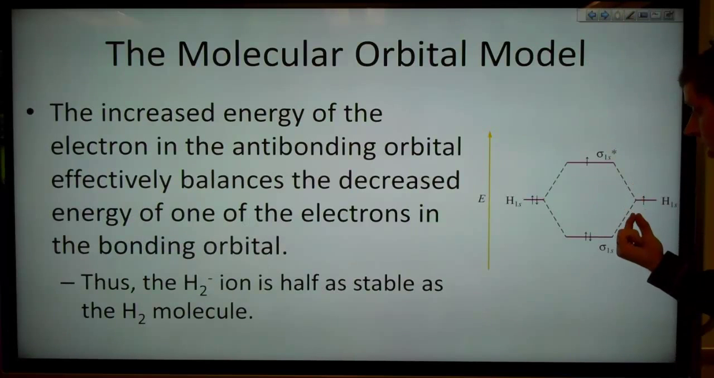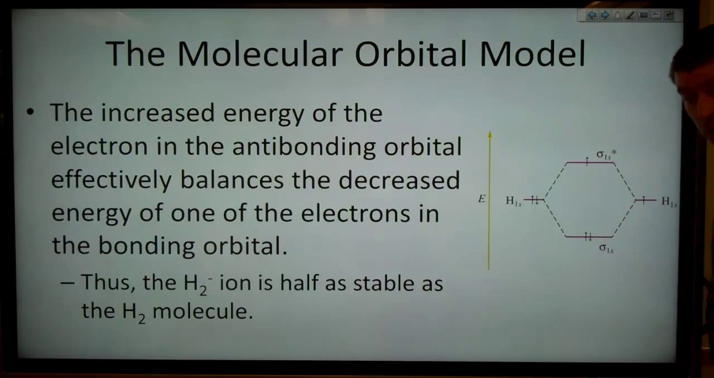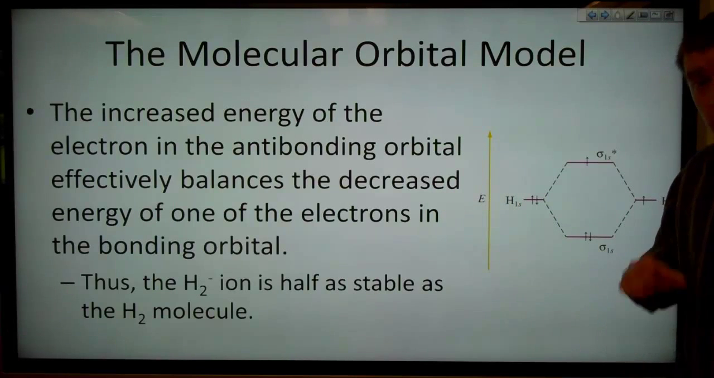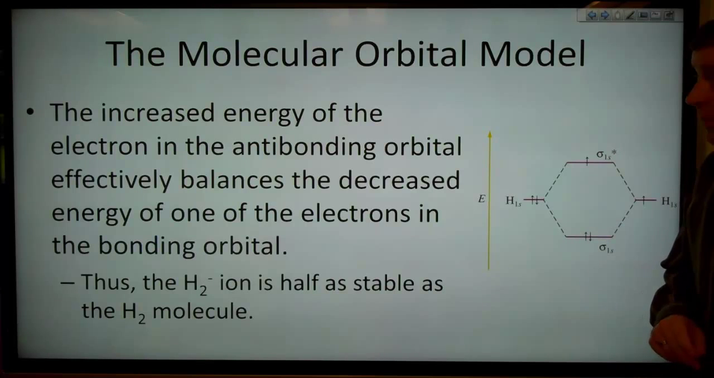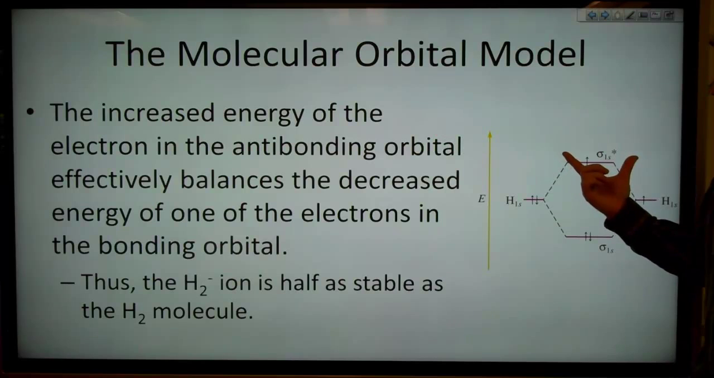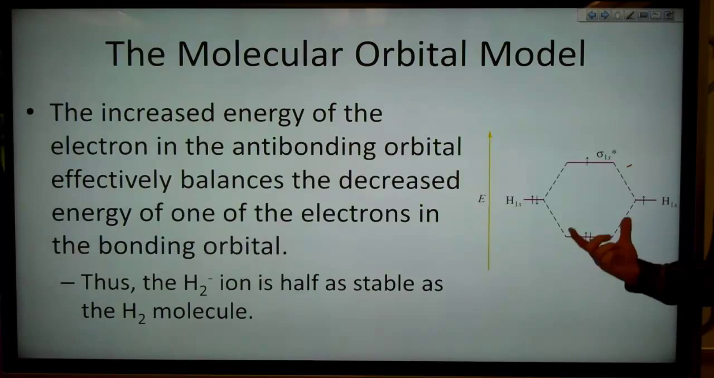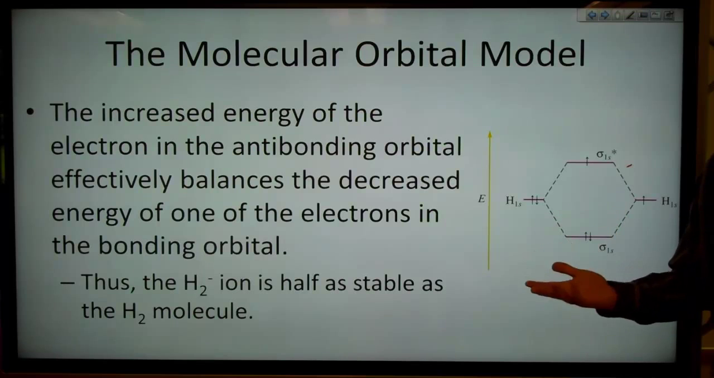And this means that when we increase that energy, that sort of negates the lowering in energy of one of the other electrons. And so now this will be less energetically favorable than the hydrogen molecule was, but still more energetically favorable than separated hydrogen atoms. So the increased energy of our electron in our antibonding orbital effectively balances the decreased energy of one of the 2 electrons, so it's half as stable. And we want some way of measuring this stability. How stable is it?